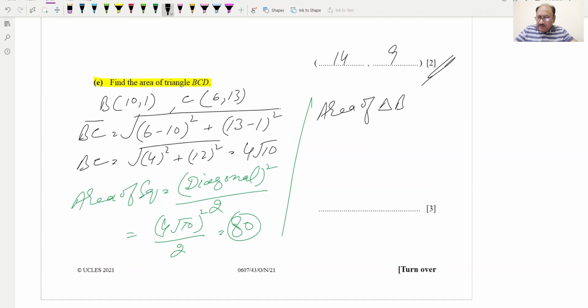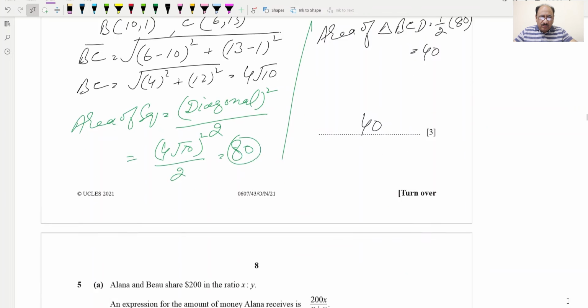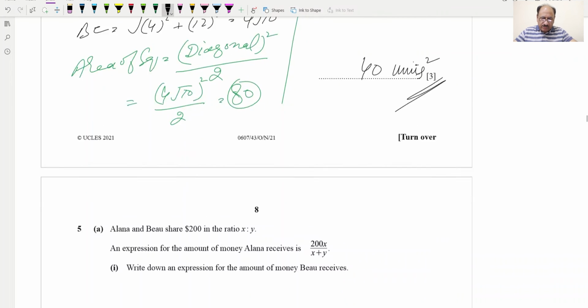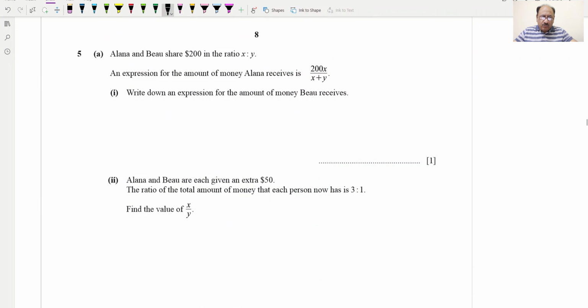The area of triangle BCD will be 1 by 2 of 80, half of the square, which is equal to 40. So we'll write 40, and since measurements are not given in centimeters or meters, we can write units squared. So this was a 3 marks question which we are done with. Hopefully you understood this. Now we can move to question number 5.